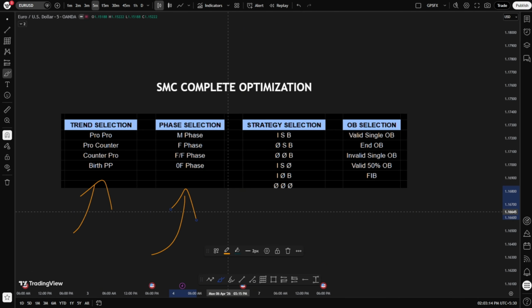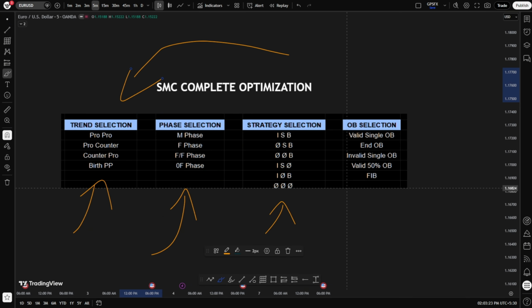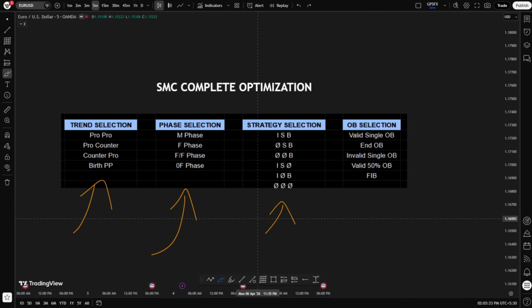Optimization of market structure. The third one, which is strategy selection, is a set of confluences that you should look for within the market structure, right? So this is the third category for smart money concepts. The final one is order block selection. It's actually pretty simple when compared to these things. So let's get through all these things thoroughly one at a time.